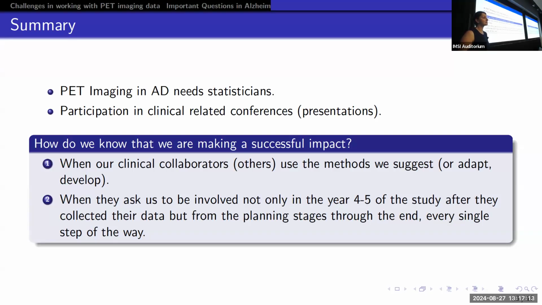And how do we know when we are making a successful impact? I think when our clinical collaborators use the methods we suggest or adapt them, or the methods that we have developed, and when they ask us to be involved, not only in year 4 or 5 of the study. I've been asked in years 4 and 5 to just analyze their data, but I'd like to be involved from the beginning, from the planning stages to the end, every single step of the way.